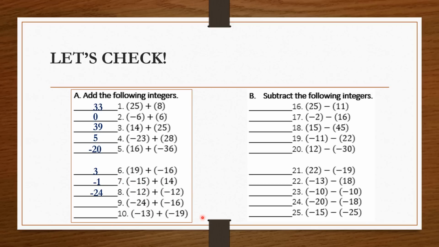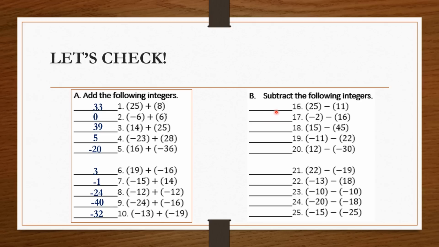Number 9, again we have two negative numbers, so add 24 and 16, the result is 40, and then copy the sign, which is negative. So the answer is negative 40. For number 10, negative 13 and negative 19. So we have negative 32 as the answer.